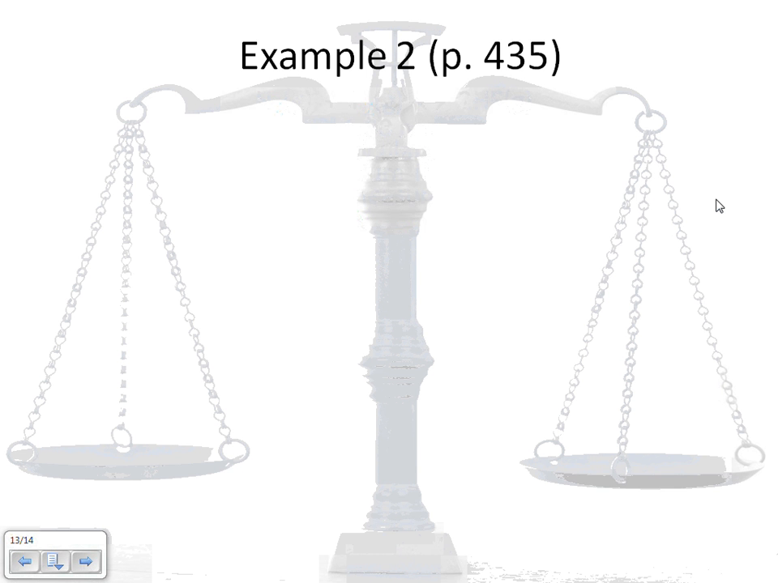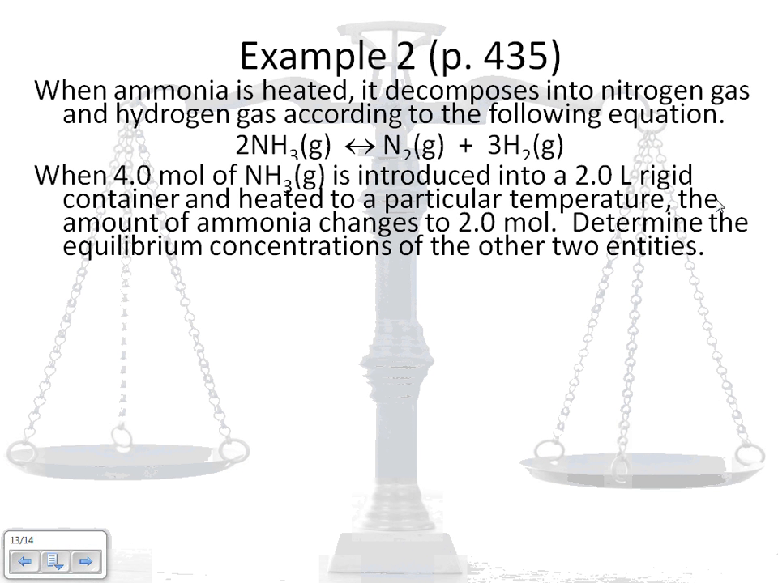Example number 2 comes off of page 435 of your textbook. We're going to do the same thing again. This time what I'd like you to do is try to pause the video. I'll tell you when, and try to see if you can come up with this on your own. When ammonia is heated, it decomposes into nitrogen gas and hydrogen gas according to the following equation. I've given you the reaction there. When 4 moles of NH3 is introduced into a 2-liter rigid container and heated to a particular temperature, the amount of ammonia changes to 2 moles. Determine the equilibrium concentrations of the other 2 entities.